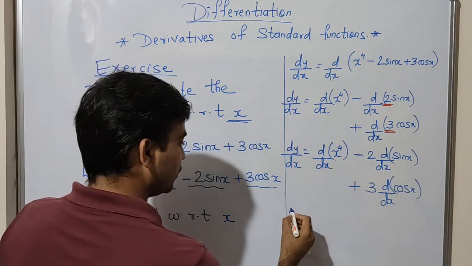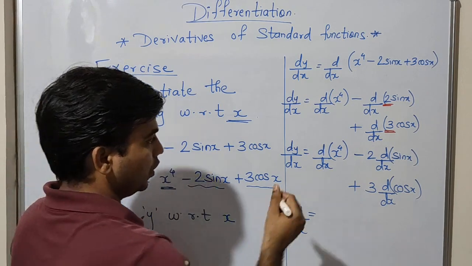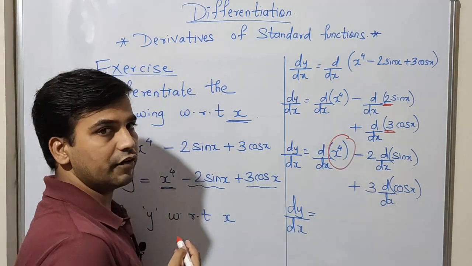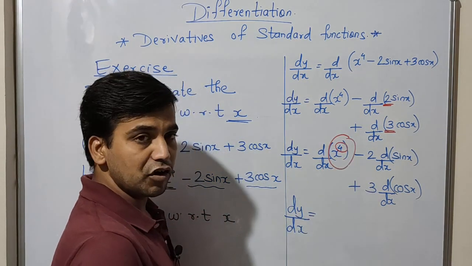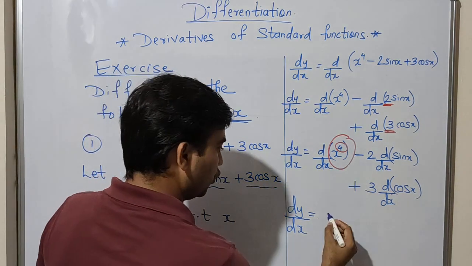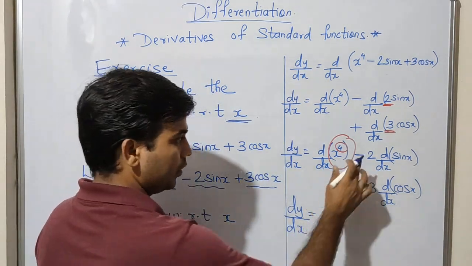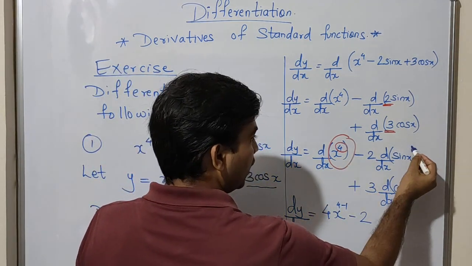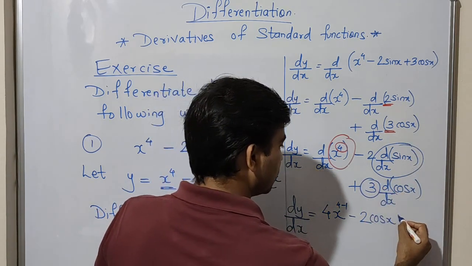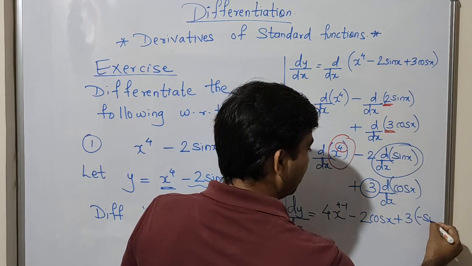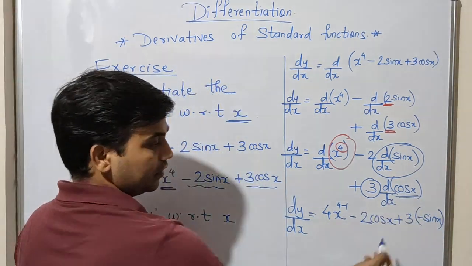Now let us differentiate. So dy by dx, over here we use derivative of x raised to n. So what is my n over here? 4. What is derivative of x raised to n? n into x raised to n minus 1, that is 4 into x raised to 4 minus 1. Minus 2 remains as it is. Derivative of sin x is cos x. 3 remains as it is. What is derivative of cos x? Minus sin x. Remember, derivatives of all the functions starting with the letter C, they are negative.